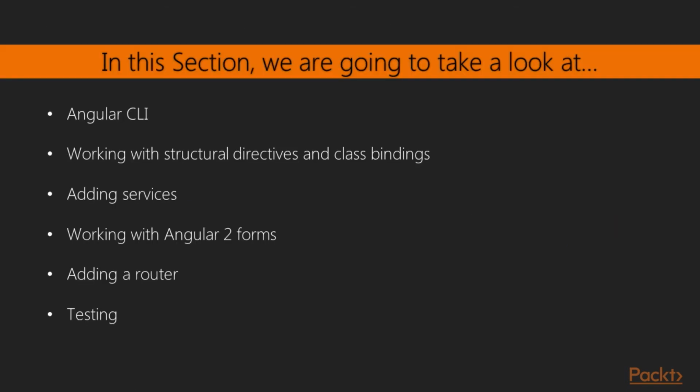We will begin by introducing Angular CLI, which makes creating a basic Angular 2 app very easy. Next, we will work with structural directives and class bindings to make our template more dynamic. We will then review creating services as well as mock data. Next, we will introduce Angular 2 forms and add one to our app. We will then discuss adding routing to our app. Finally, we will wrap things up by writing some unit tests.